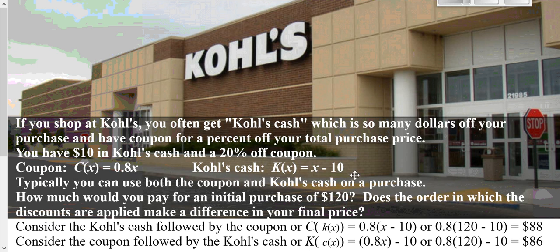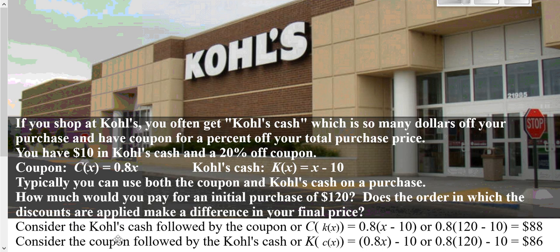Or suppose you subtracted your $10 and then you did your coupon, because you can often do both. So if you did your Kohl's Cash, you'd subtract $10, and then we'd do our coupon, so that would be multiplying by 0.8. You subtract your $10 first, and then you multiply by that 80% of the price that you're paying because it was 20% off. So if we plug in our 120 for our x, subtract your $10, multiply it by 0.8, we get $88.